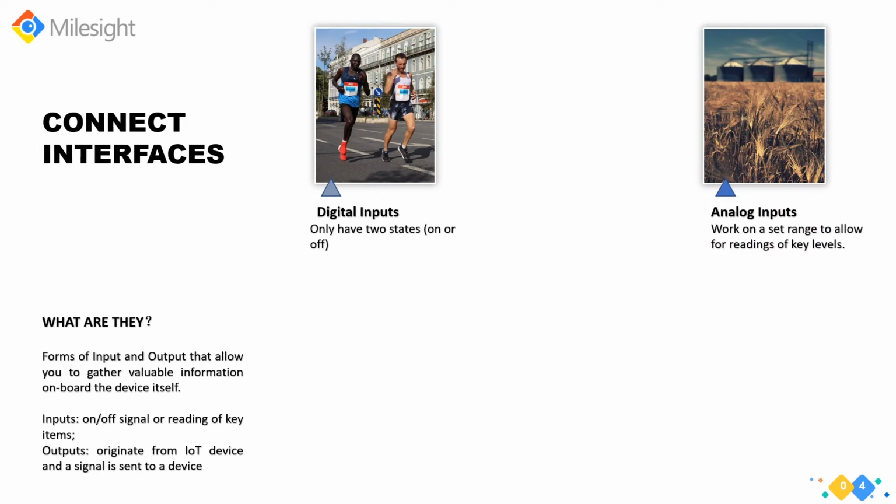Then you have the analog inputs. They work on various ranges as opposed to on and off status, so different from that. So they are able to work with other sensors to determine the level of key things, such as the amount of the grain inside one of these containers.